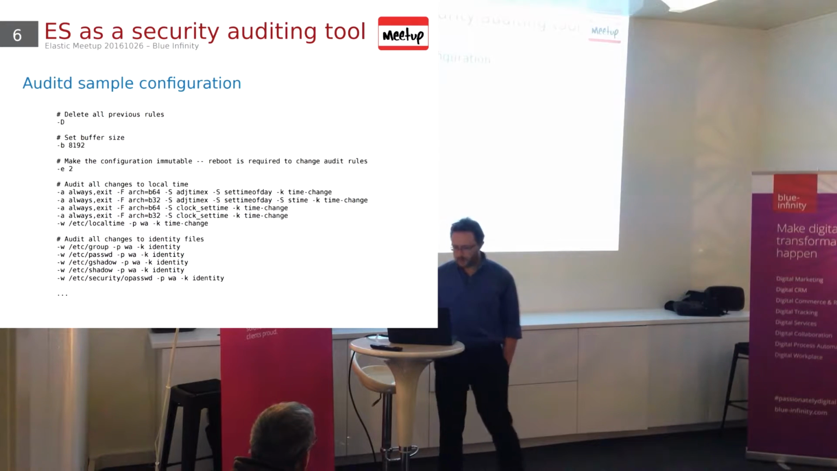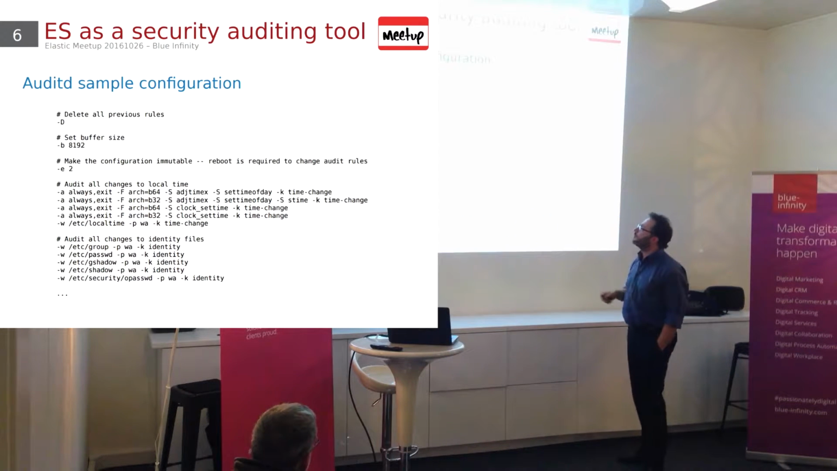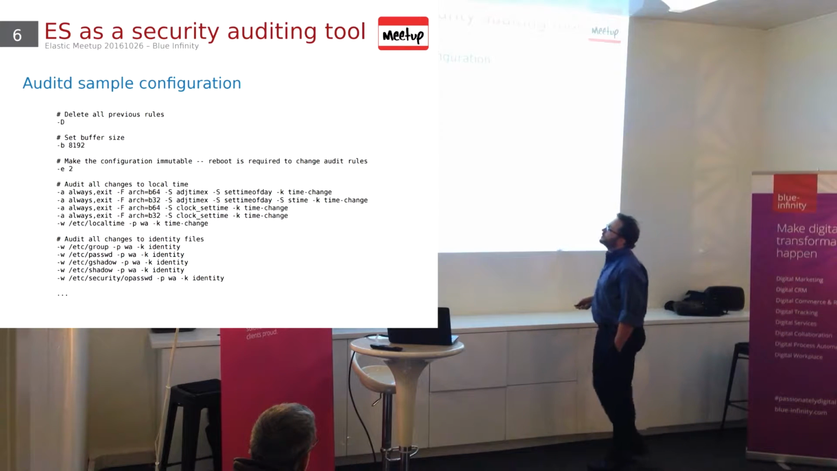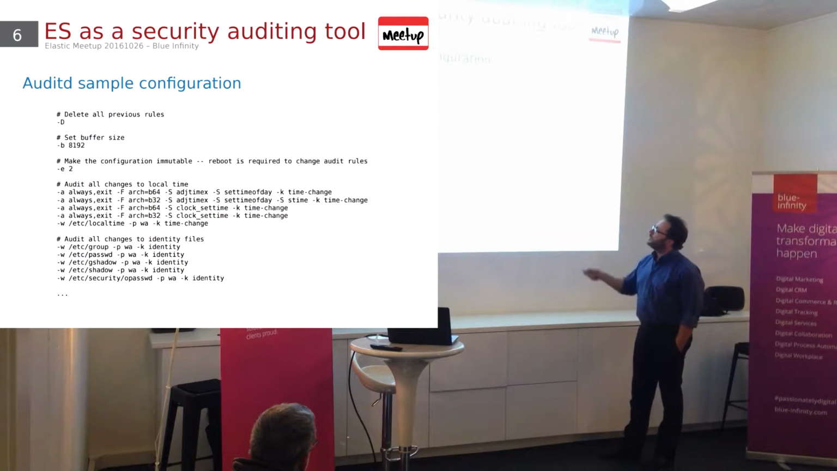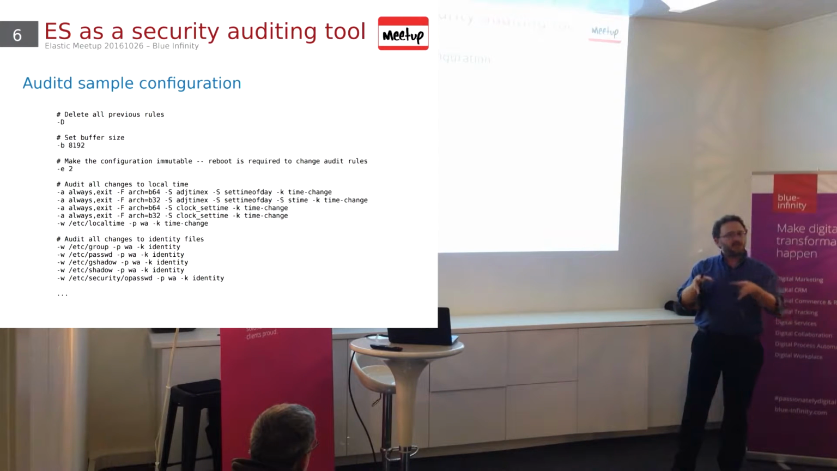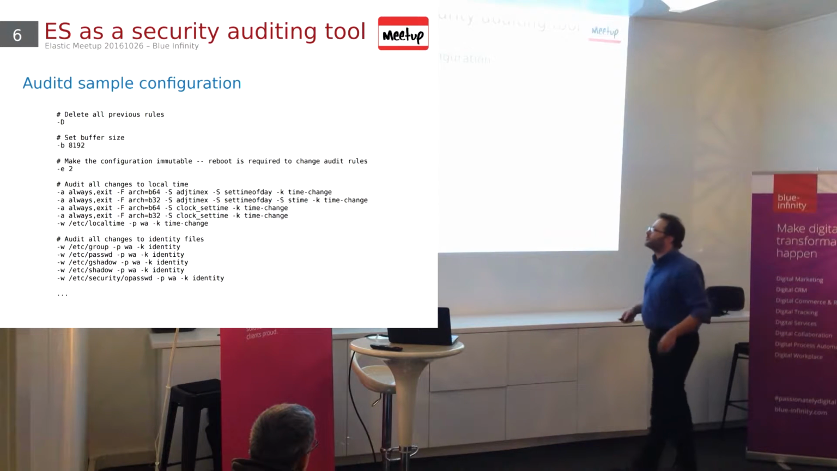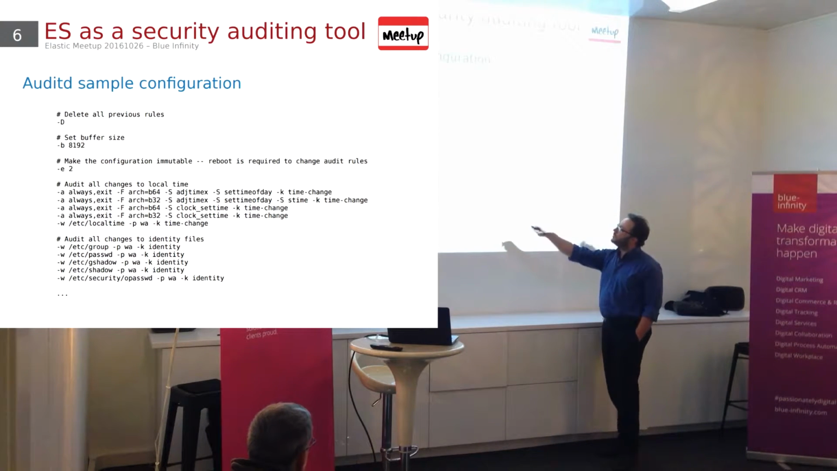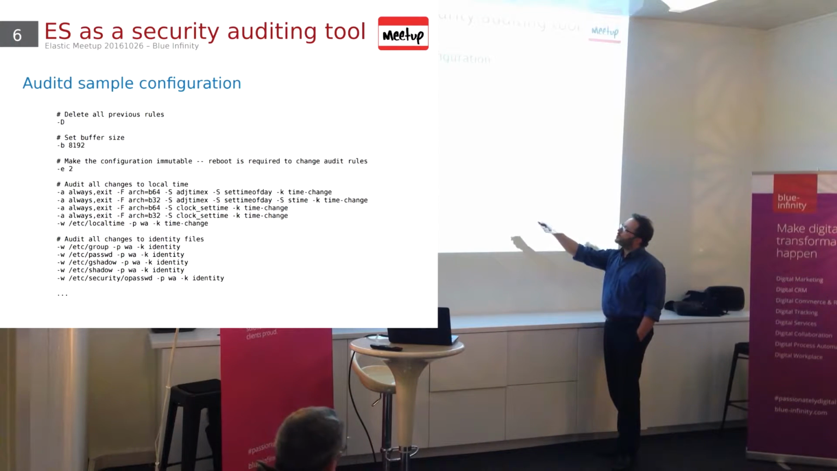So what we do, now before I show you the solution, just an example of an audit configuration. This is a set of audit rules. In here you say first delete all the previous rules, then set some technical stuff. Then tell audit to make the configuration immutable. What this means is that if you activate this, then a reboot is required to change the audit rules. So that means that even the super user cannot change the audit rules. So even he cannot change it temporarily to hide himself and then change the rules back. That's not possible. Then we tell audit log all changes to local time.